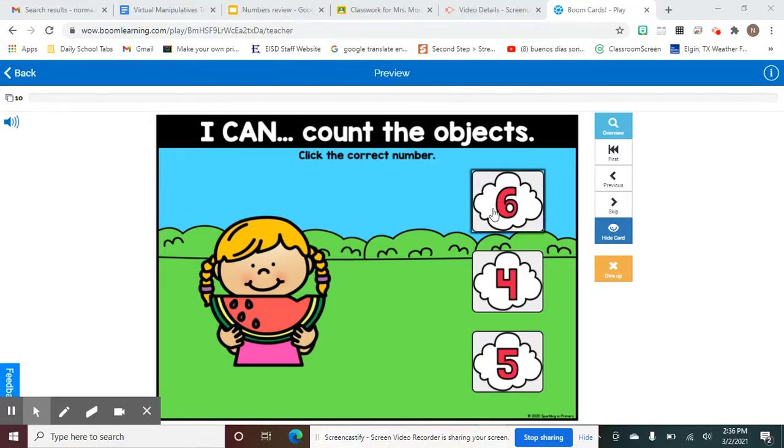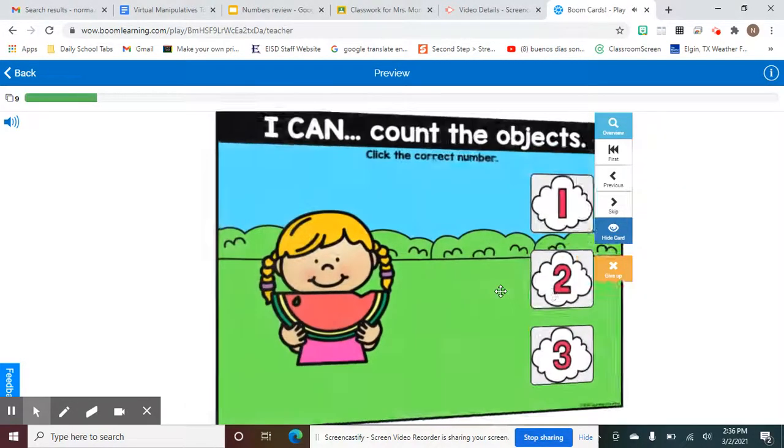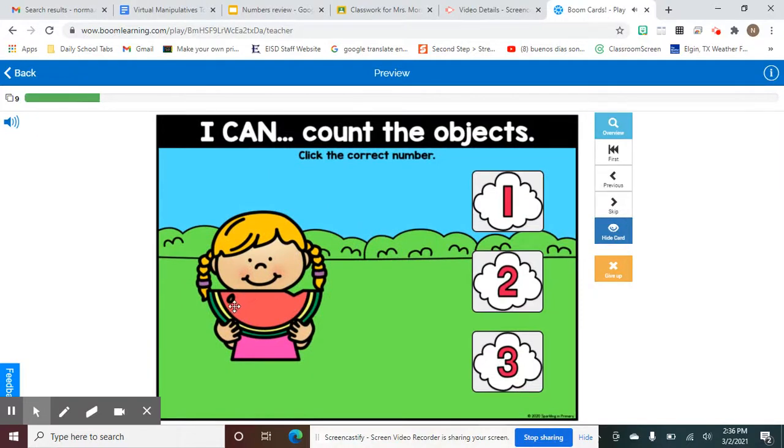So now, is this 4, yes or no? Is this 4, yes or no? Or is this 4, yes or no? Which one's 4? Top, middle, or bottom? It's going to be the one in the middle, right? Good job. How many watermelon seeds do we have? 1, only 1. So which one is 1? Top, middle, or bottom? It's going to be the top one. Good job.